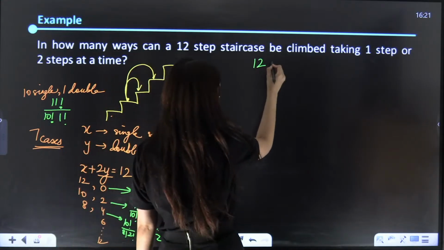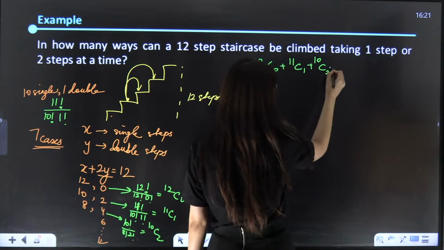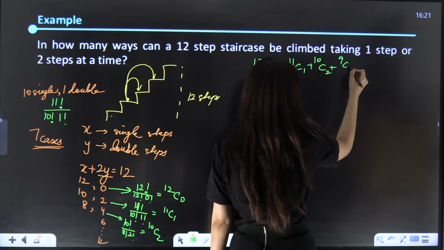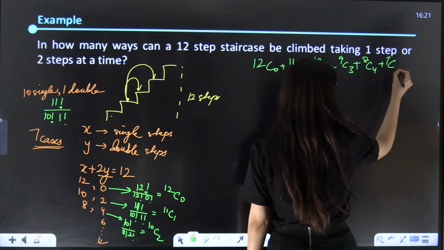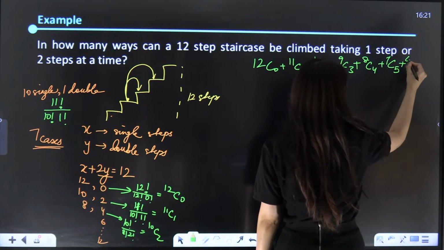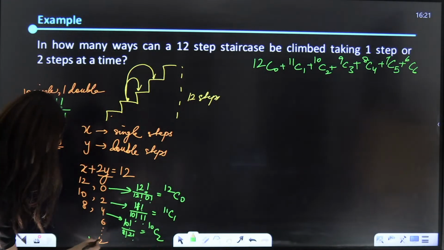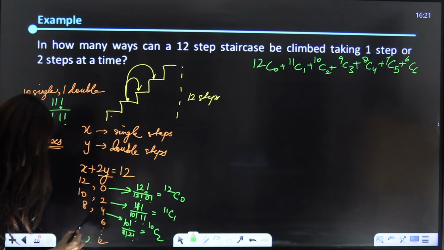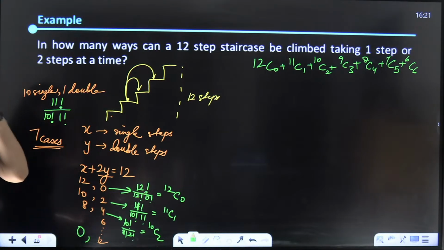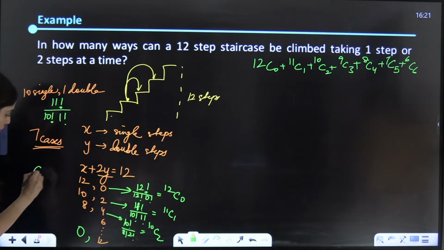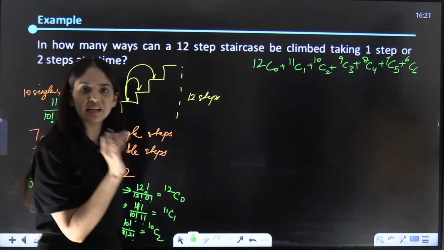So what is the sum? 12C0 plus 11C1 plus 10C2, 9C3, 8C4 plus 7C5 plus 6C6, and that will be the last case, right? Last case we have 0, that means we selected 6 double. Out of those 6, we have to arrange 6 factorial by 0 factorial, 6 factorial. So 6C6, and that is our last case.